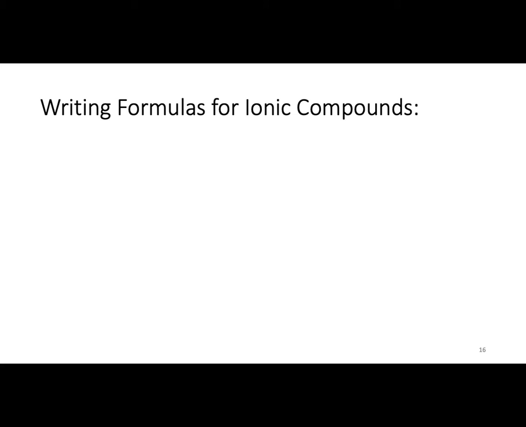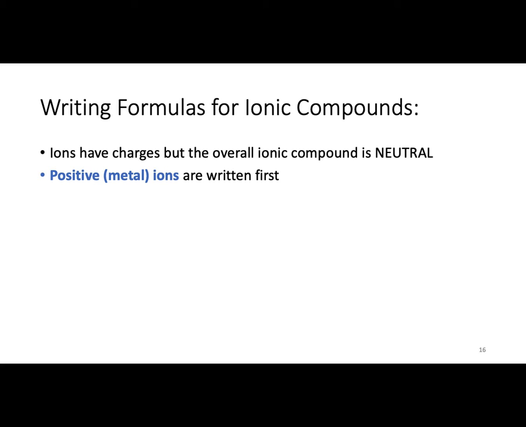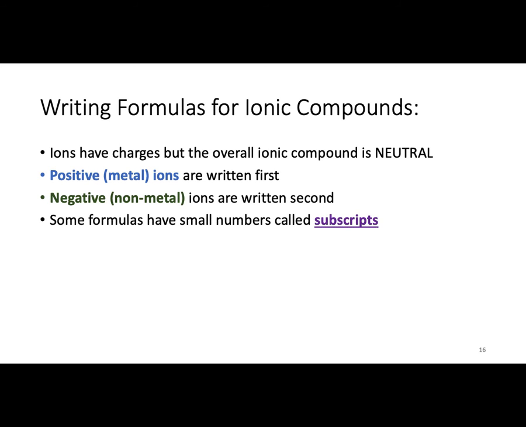Okay, now I'm going to show you how to write formulas for ionic compounds. So ions have charges, but the overall ionic compound is neutral. That means that we write the positive ions first, the negative ions are written second, and some have small numbers called subscripts. So here we have Al2O3. The aluminum is the metal positive ion. The oxygen is the negative nonmetal ion. The purple numbers are called subscripts. I'm going to show you how to get those.